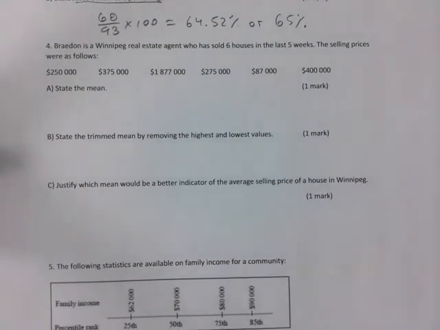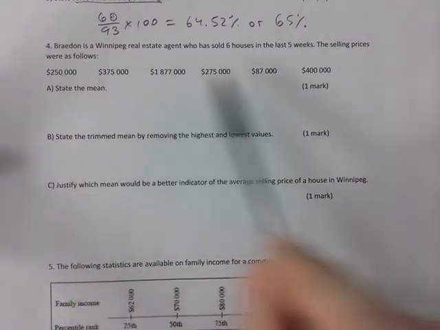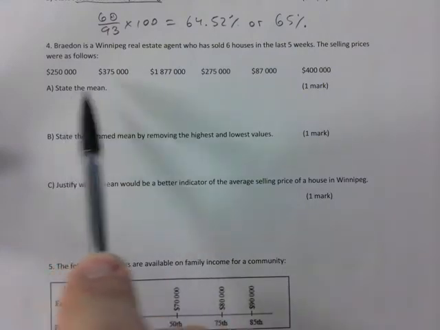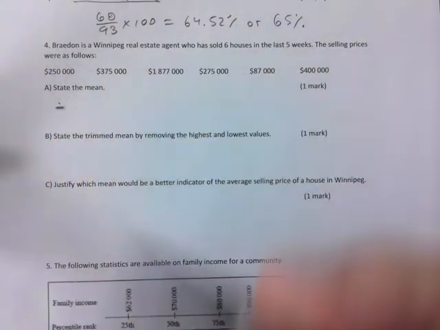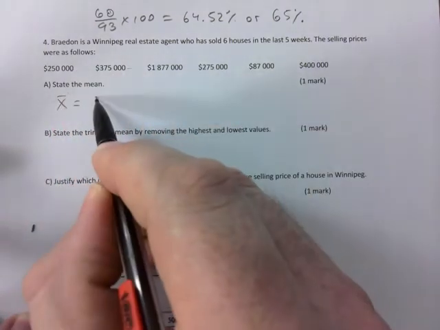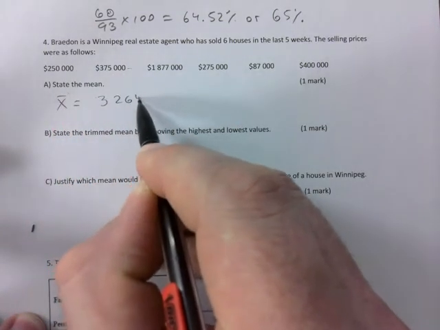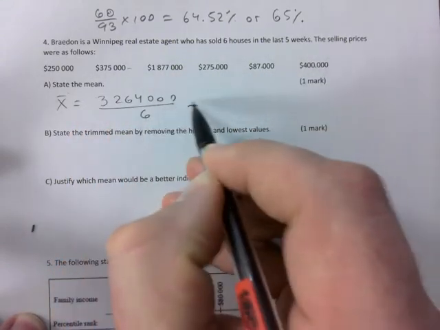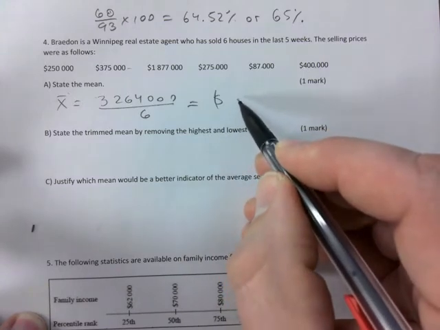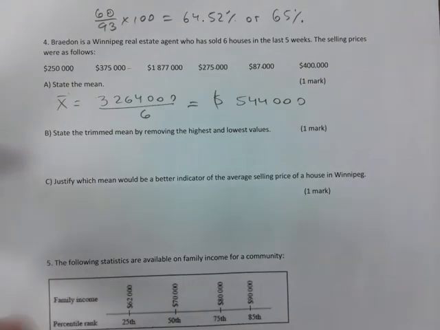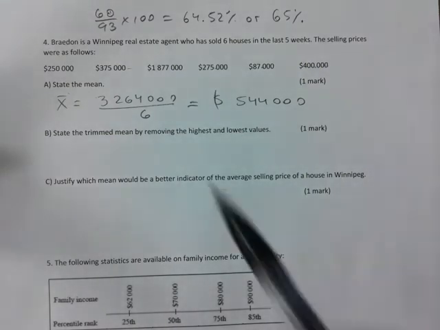Question 4. You have a bunch of house prices that were listed, or sold as. State the mean. All you need to do there is obviously find the average. So we add everything up, we get 3,264,000 divided by 1, 2, 3, 4, 5, 6. And we are in dollars, right? So that'd be $544,000 average selling price.